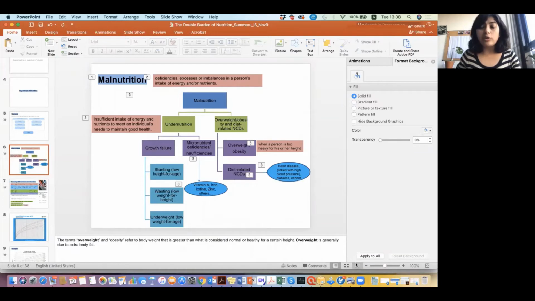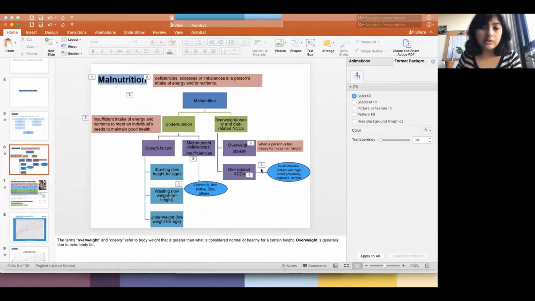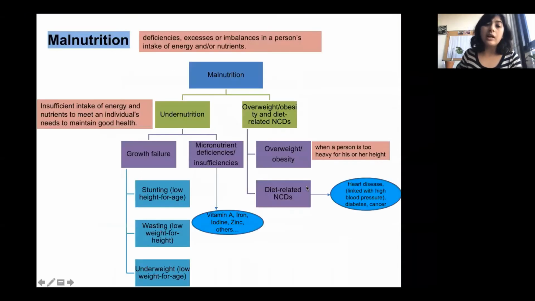And micronutrient deficiencies are the other form of undernutrition that is normally hidden, because it's very difficult to identify by looking at a person whether they might be deficient in micronutrients or not. It's a deficiency in vitamins and minerals, like vitamin A, vitamin D, and minerals such as zinc, iron, and those other micronutrients.